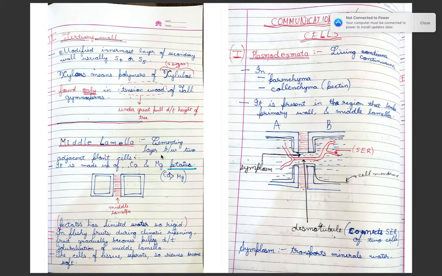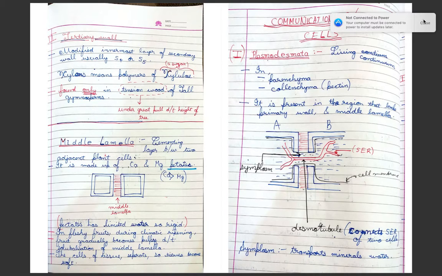Middle lamella is the connecting layer between two adjacent plant cells. It is made up of calcium and magnesium pectates. Calcium is, however, more than magnesium. Pectates have limited water, therefore rigid. In fleshy fruits, during ripening, fruit gradually becomes pulpy due to solubilization of middle lamella. The cells of tissue separate, so tissues become soft.